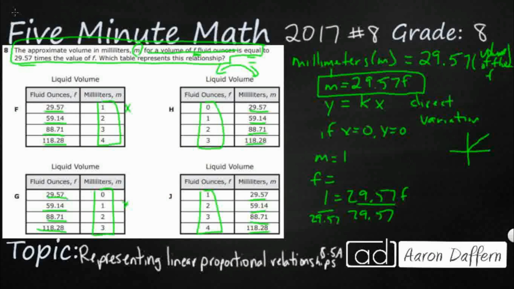So let's try this. What if F equals 1? Oh, that's a lot easier. Look, if F equals 1, then M is going to equal 29.57. If I just put this 1 right here, then M is going to be 29.57. So I want F to equal 1 right here, 29.57. There we go. My answer is J.